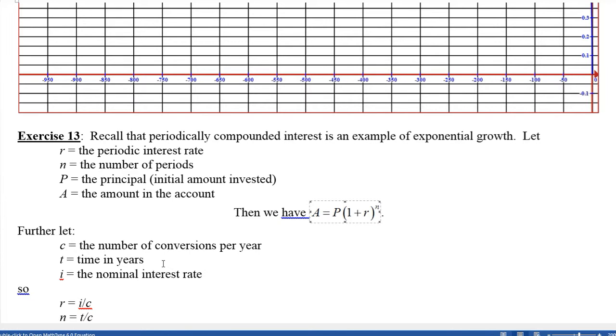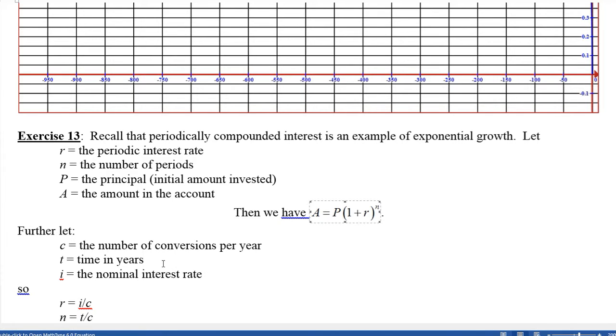Now, we use that word nominal because it's the interest rate in name only. So if you say, for example, let's say it's a 6% interest rate compounded monthly, then the 6% is a nominal rate. It doesn't actually earn 6% a year. It actually earns a little more than 6% a year. But the 6% would be the I, or 0.06. We'd put it in decimal form. That would be the I.